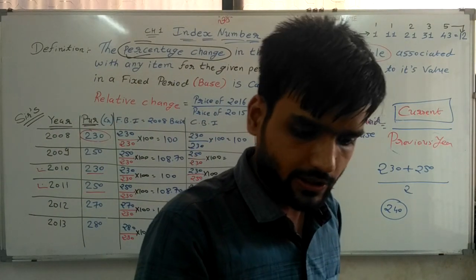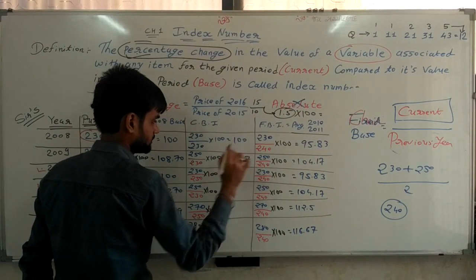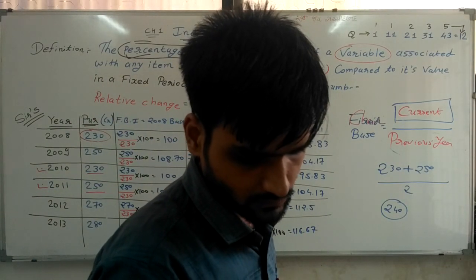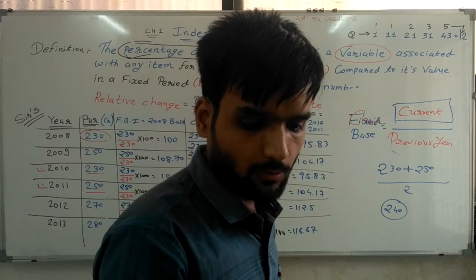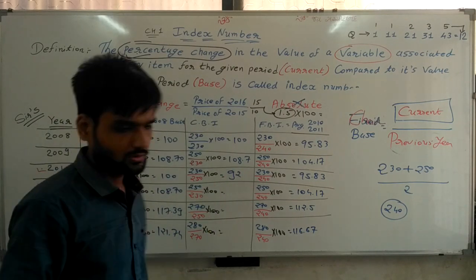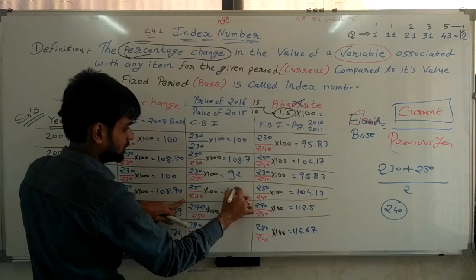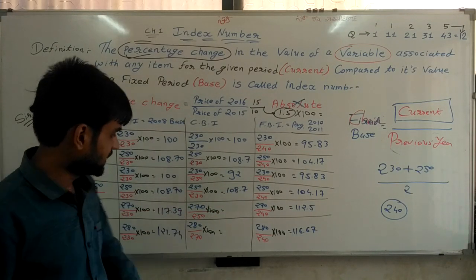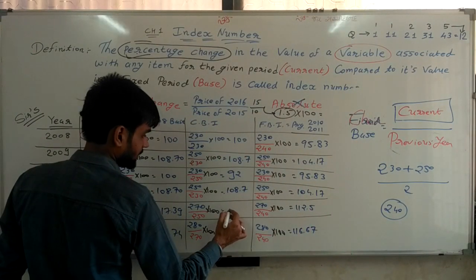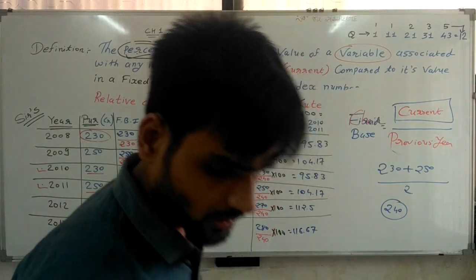Now do it in calculator. 108.7. 250 upon 230. 230 upon 250, then 92. Again 250 upon 230, same, 108.7. 270 upon 250, 108. And last one, 280 upon 270, 103.7.